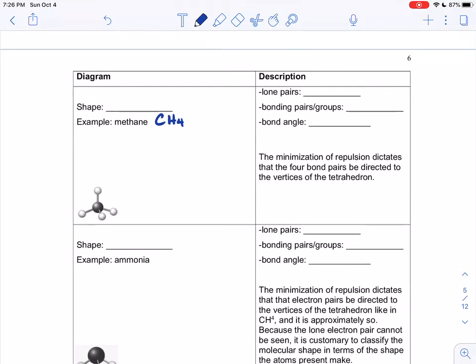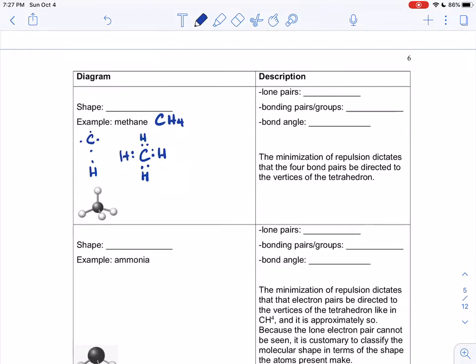Now, what I'm going to do is draw the electron dot diagram for CH4. So here's carbon with its 4 valence electrons, hydrogen with its 1 valence electron. And so carbon is going to be my central atom. And then I'm going to add the hydrogens around it. So you can see that every atom now has a full valence.